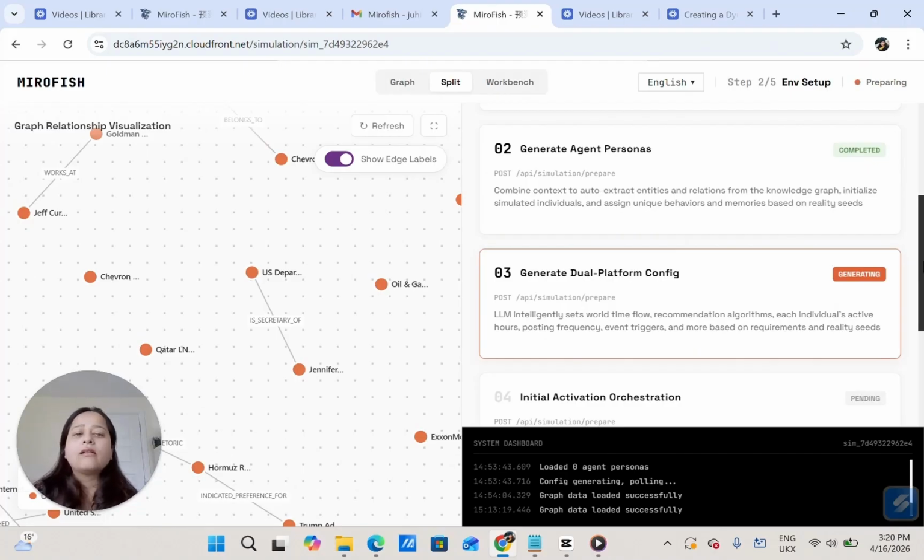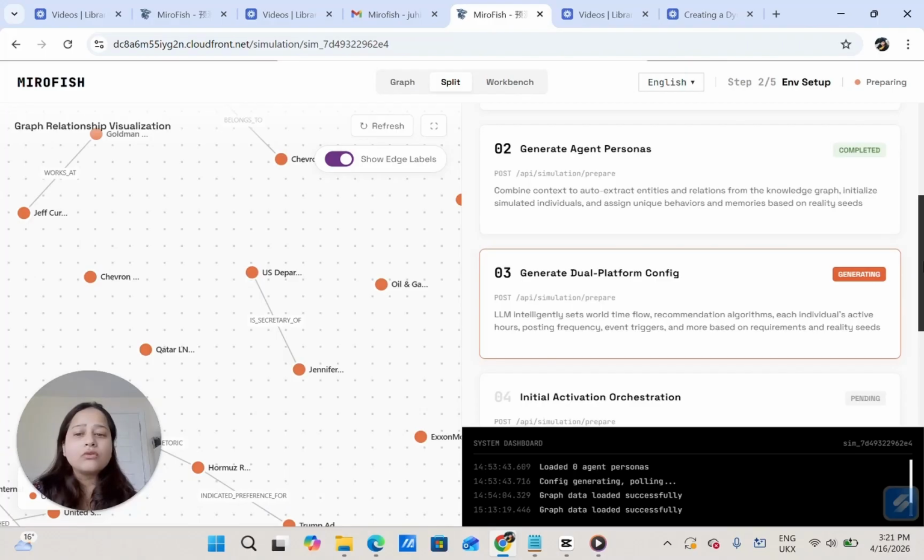So what is going to happen now is the simulation will start running. These real AI agents interact with each other in real time. They are posting, commenting, arguing, sharing opinions, influencing each other in real time. In round 1, agents react to the initial scenario, the Strait of Hormuz closure, the oil price spike.